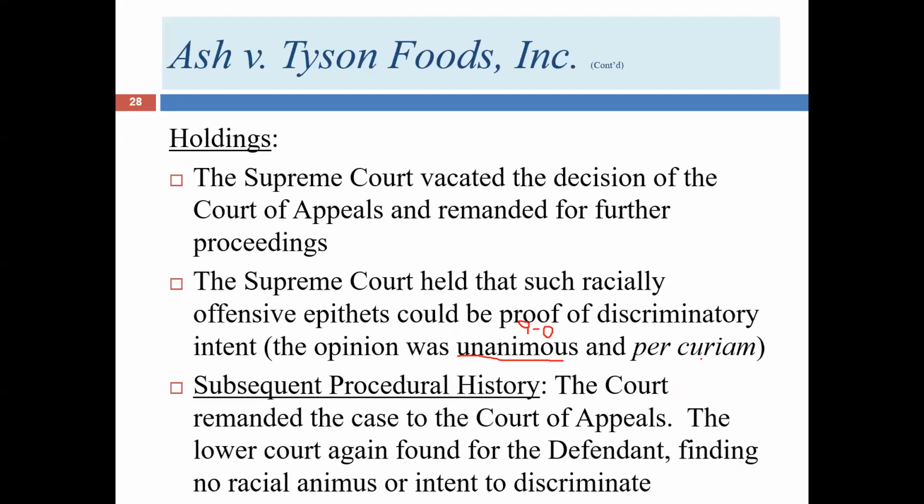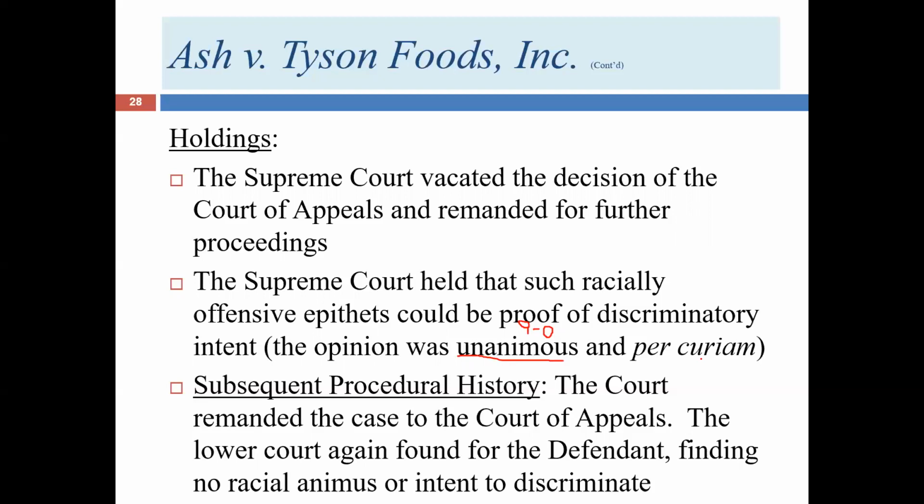Interestingly, despite the win that Mr. Ashe had in the U.S. Supreme Court, and despite the fact that he was able to persuade the jury, he was not ultimately successful, because when it went back down, the trial court still found for the defendant, finding that there was no racial animus or intent to discriminate.